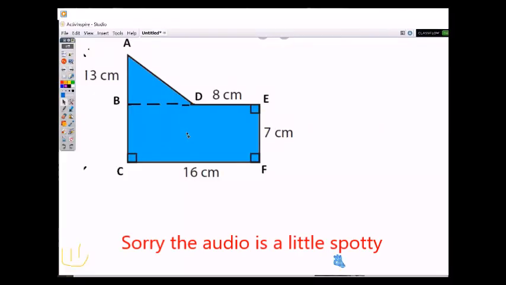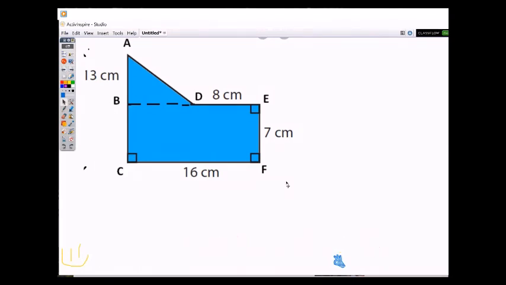So, does everyone see this blue composite figure here? When I say composite figure, what that means is it's not a regular shape, so you can't find the area of it all together, and you have to break it into parts. For this one in particular, a lot of kids have trouble identifying when a side is missing.